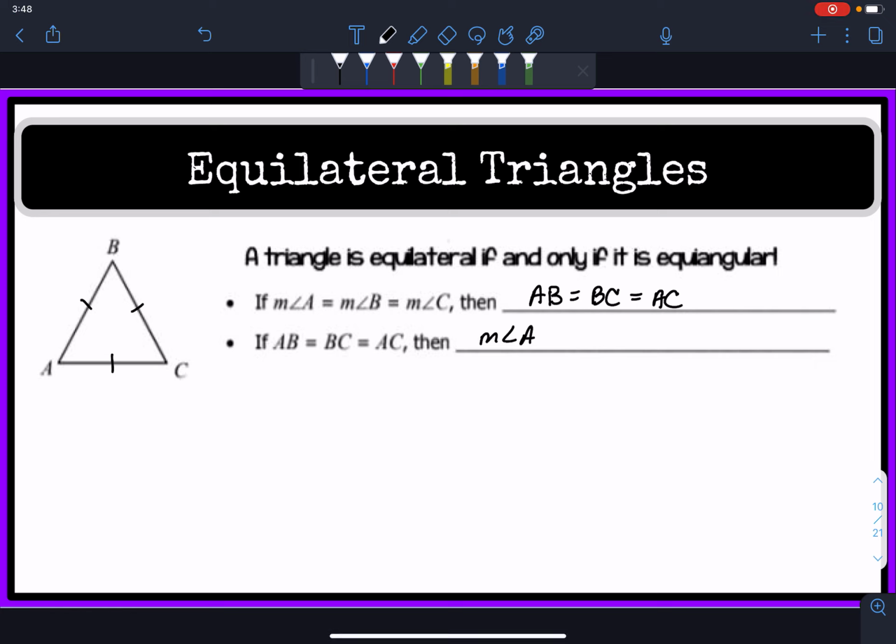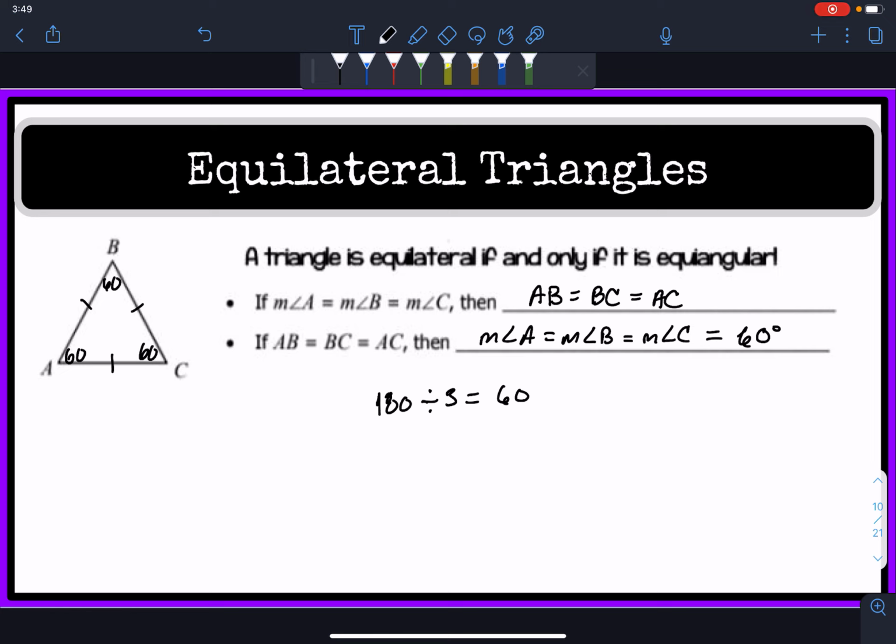The measurement of angle A is equal to the measurement of angle B, which is equal to the measurement of angle C. And those three angle measurements are always going to equal 60 degrees, because the interior angles in a triangle add up to 180 degrees, and all three angles have to be the same. 180 divided into three equal pieces is going to equal 60. So your angles are always going to equal 60 degrees on an equilateral triangle.